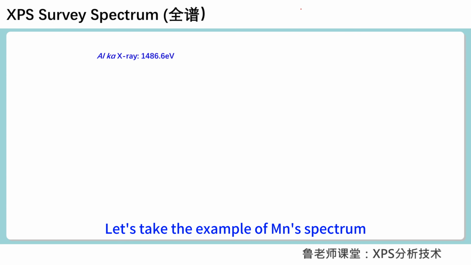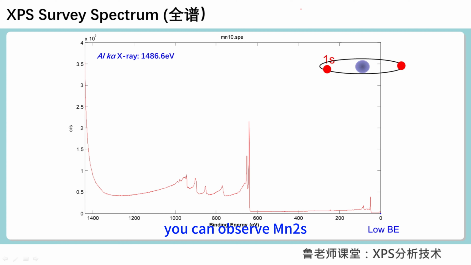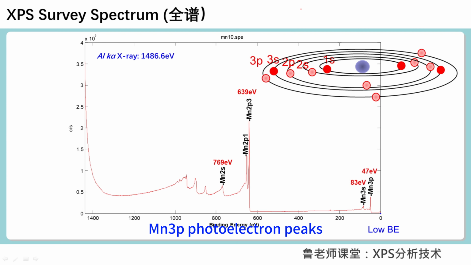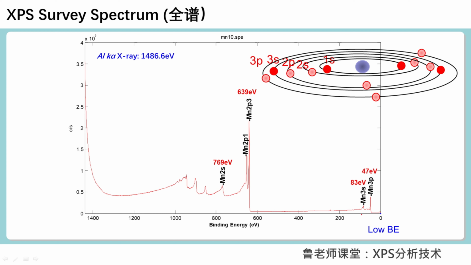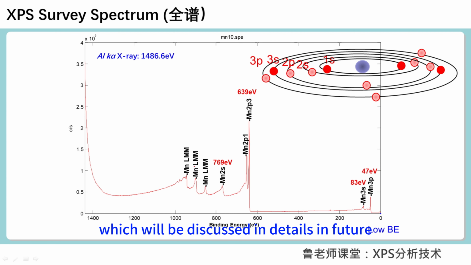Let's take the example of the manganese spectrum. With a nominal K-alpha X-ray excitation, you can observe manganese 2s, 2p, 3s, 3p photoelectron peaks, each corresponding to different intensities and different binding energies. There are also other peaks, which will be discussed in the future.